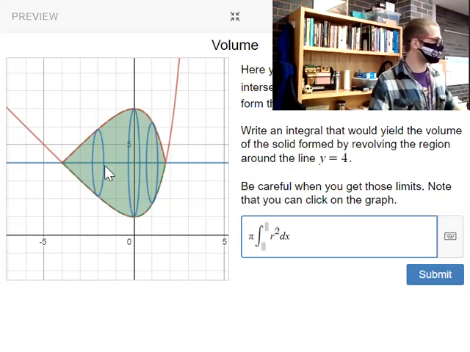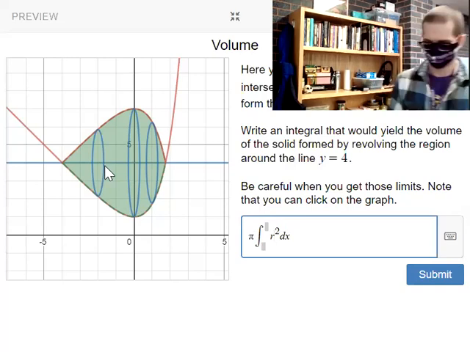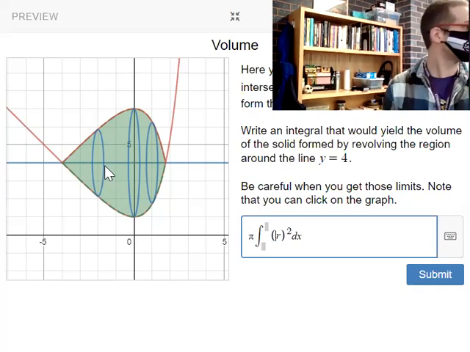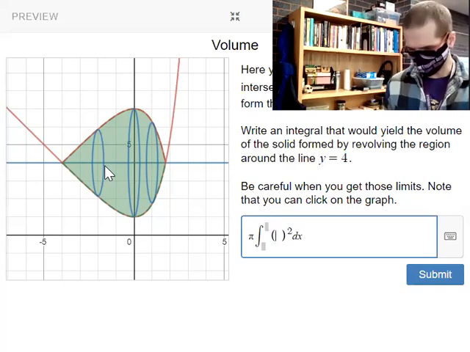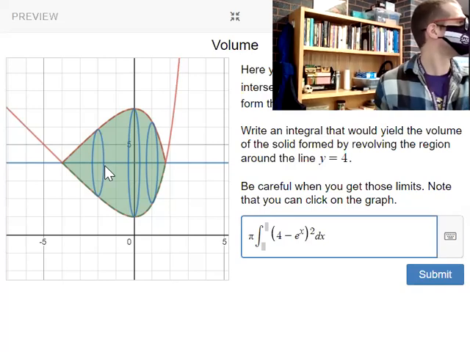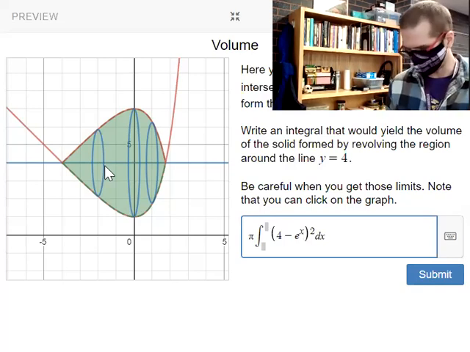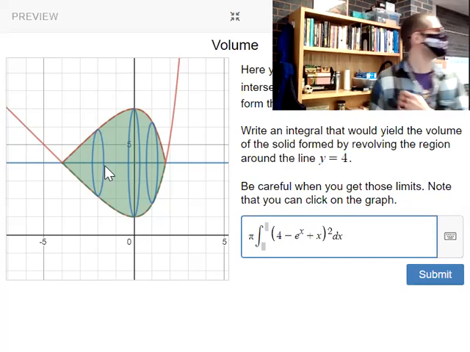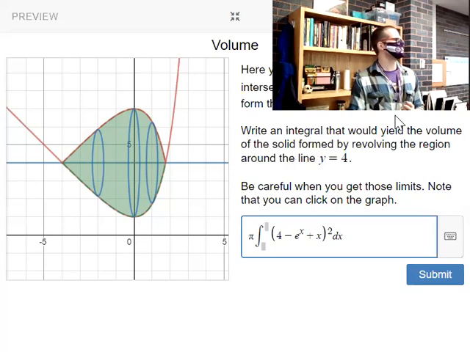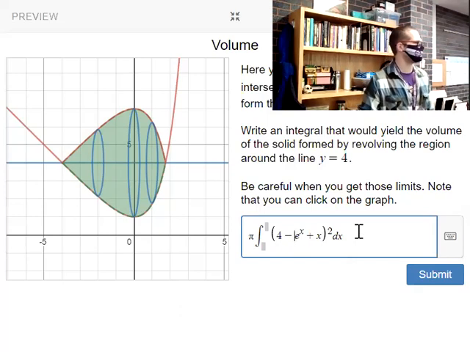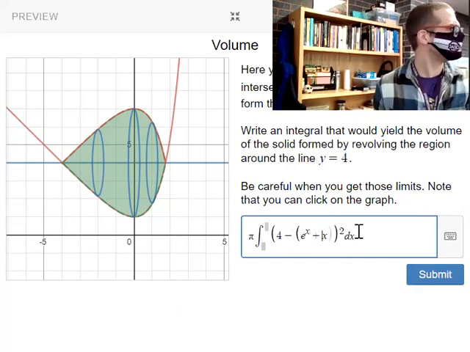Now, what was the radius that we just said on the previous slide? g of x minus f of x. So I'm going to put parentheses and do g of x, which is 4, minus f of x, which was e to the x minus x, which is going to be plus x. Why is it a plus here instead of a minus? Because we subtracted, it flips the sign there. If I was going to show a step before that, you could throw a parenthesis there and then make that negative.